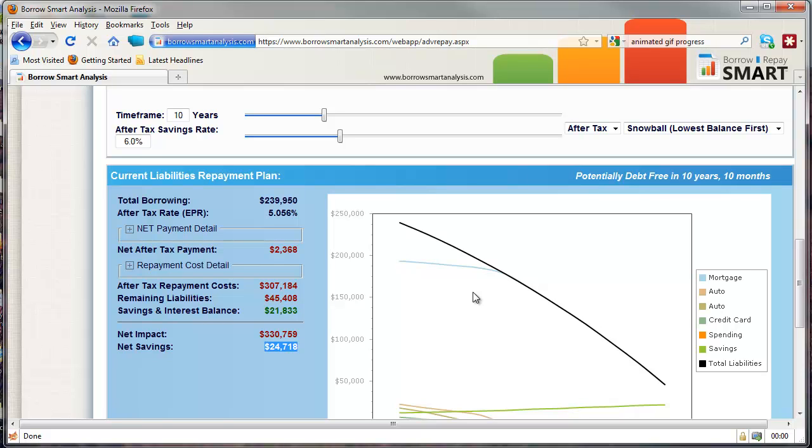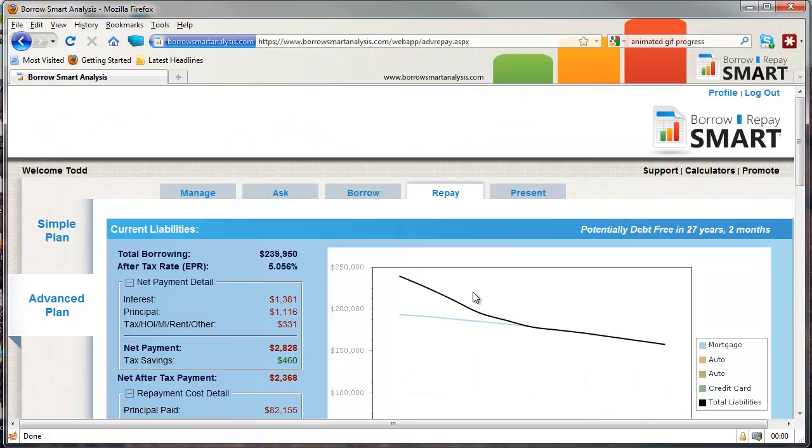There's no appraisal issues. There's no qualifying issues. So what this advisor wants to be able to do with every client is create a strategy for them to repay their debt in the most efficient way possible and to save a bunch of money.